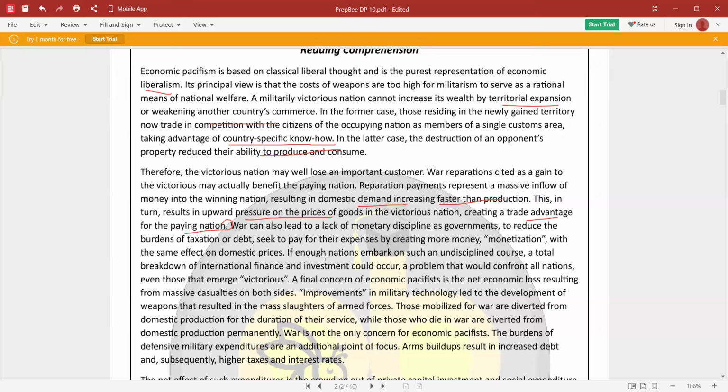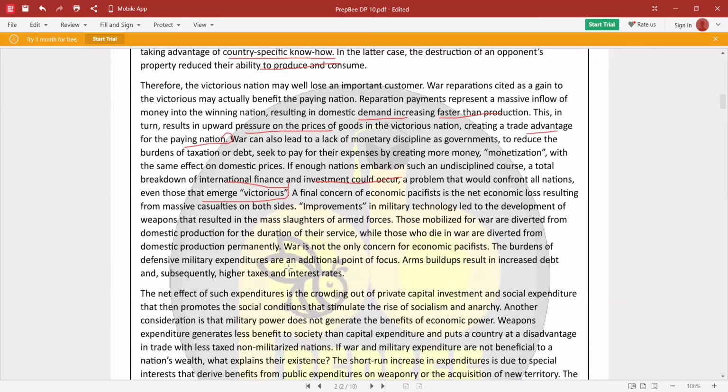If enough nations embark on such an undisciplined course, a total breakdown of international finance and investment would occur. A problem that would confront all nations, even those that would emerge victorious. Even your victorious countries will also suffer. If everyone starts to embark on such a course, then international finance and investment breakdown is bound to occur and it will affect everyone. A final concern of economic pacifists is the net economic loss resulting from massive casualties on both the sides. Obviously, in war there are a lot of casualties on both sides.